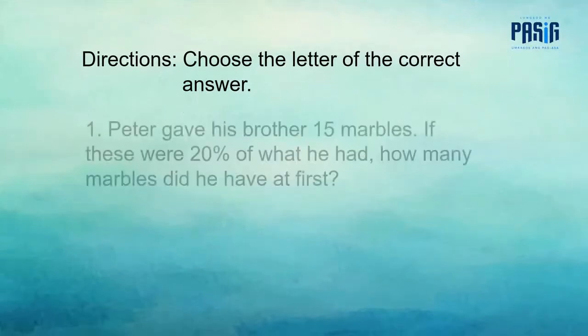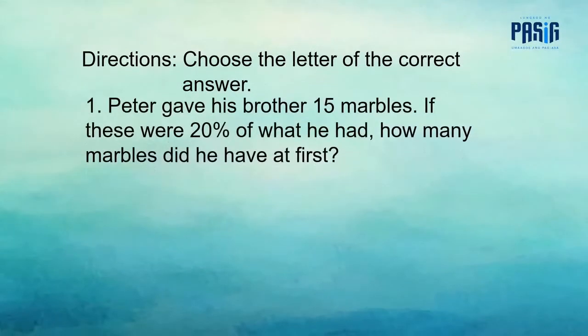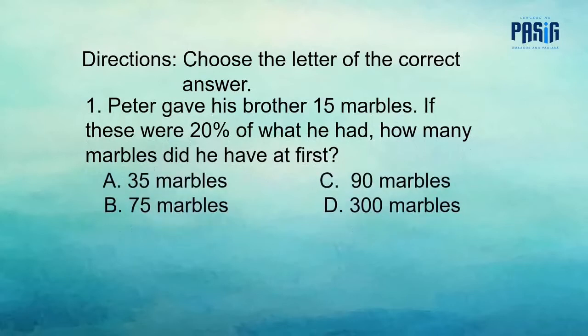Number 1. Peter gave his brother 15 marbles. If this were 20% of what he had, how many marbles did he have at first? A. 35 marbles. B. 75 marbles. C. 90 marbles. Or D. 300 marbles. What is your answer? The answer is letter B, 75 marbles.